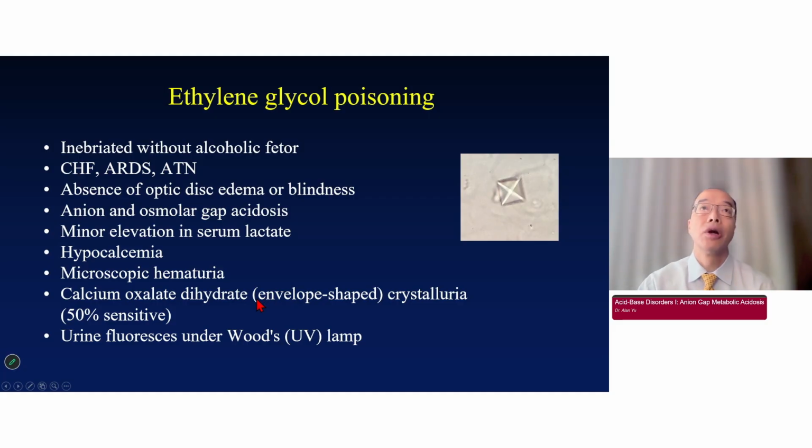And because the most common cause of ethylene glycol poisoning is from engine coolant, which I'm told has fluorescein added to it so that car mechanics can see leaks in your car coolant, when you ingest that, the fluorescein causes your urine to fluoresce under a UV light, like a Wood's lamp that you might find in a dermatology clinic. This is neither sensitive nor specific, but it's kind of cool and a great thing to teach your students on rounds.